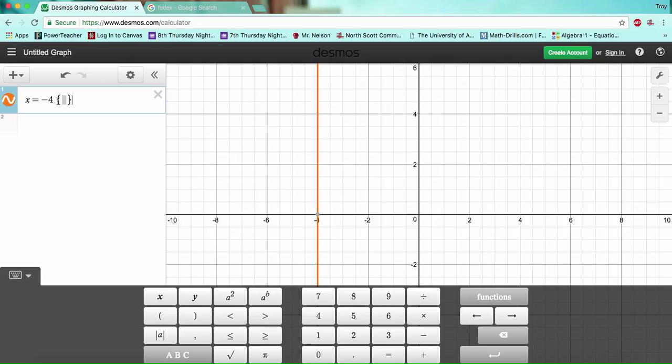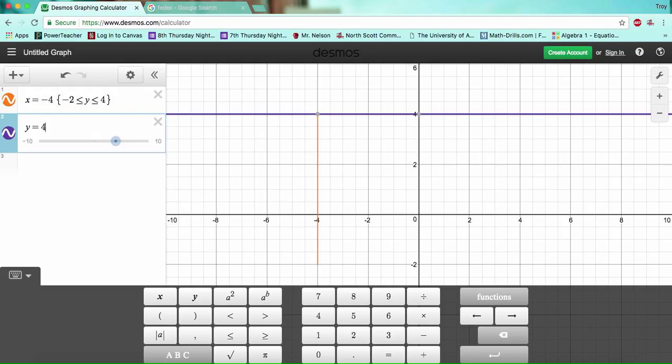I have to use these curly brackets, and I can say I only want to see my graph from -2 less than or equal to y, less than or equal to 4. And that's going to cut off my graph so that I only see this part that I want to see. So knowing that it ended at 4 right here, if I want a horizontal line right there, I can say y equals 4, and it's going to put it through that point. But I also want to cut this off, so maybe I only want to see it from 1 to 4.